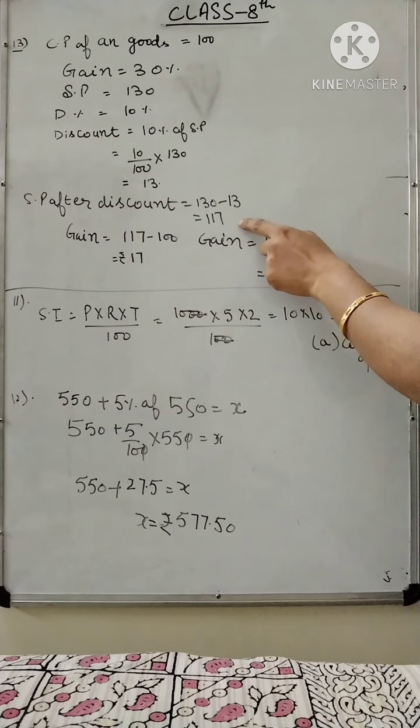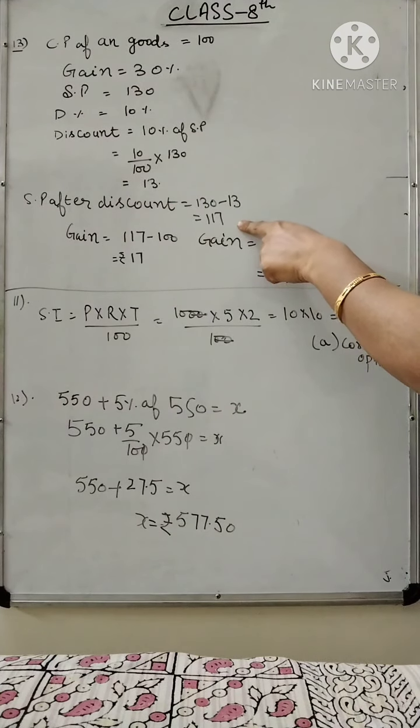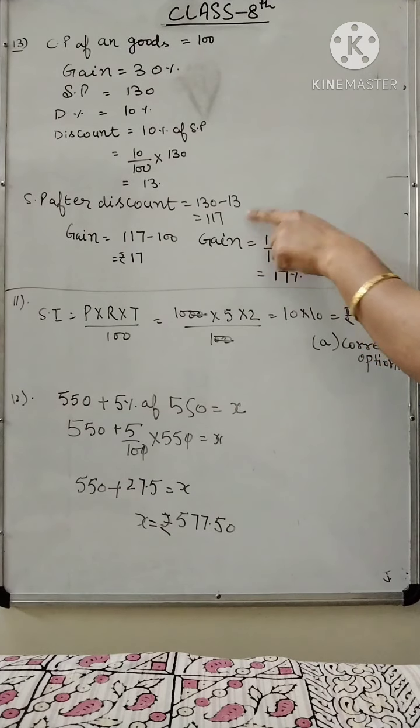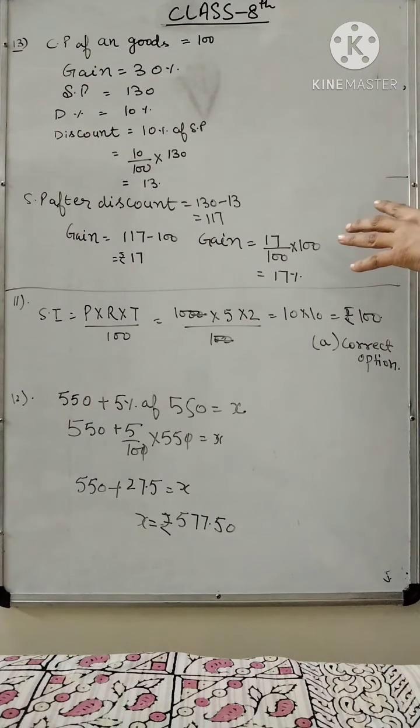Now how much does the shopkeeper get? It's 117 rupees. Even on this, the shopkeeper is making a profit. How much? Gain is 117 minus 100, then gain is 17. Gain is 17. Now you have to tell how much it is in percentage.